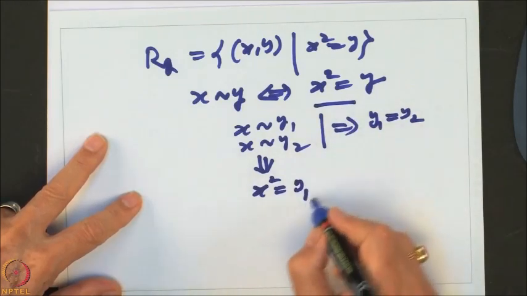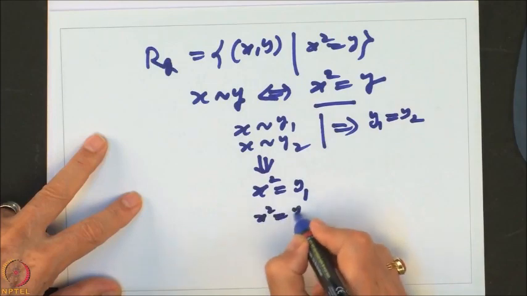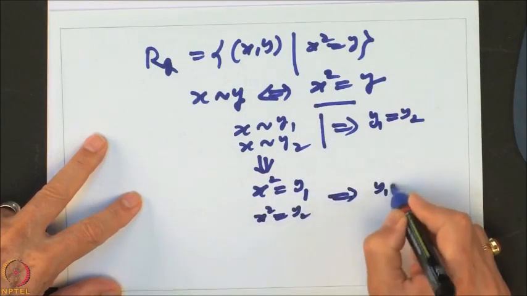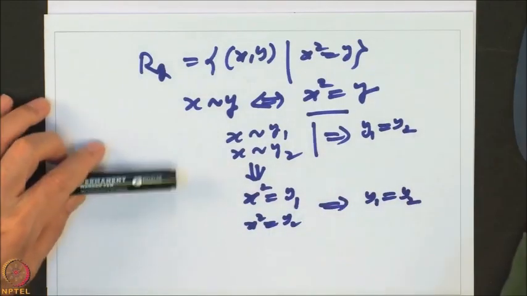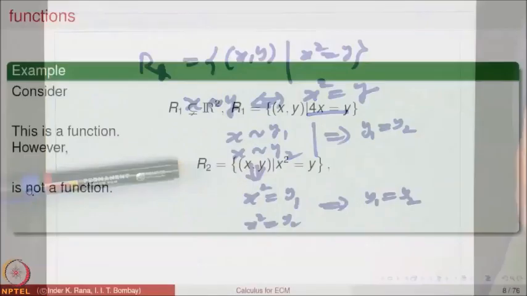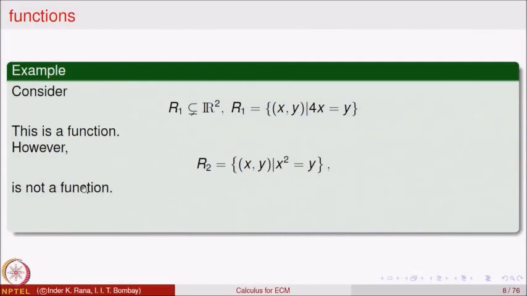If x is also related to y 2, then x square is equal to y 2. So, that implies y 1 is equal to y 2. So, this is actually a function. Here is a typo: the claim that this is not a function is not true. This actually is a function.